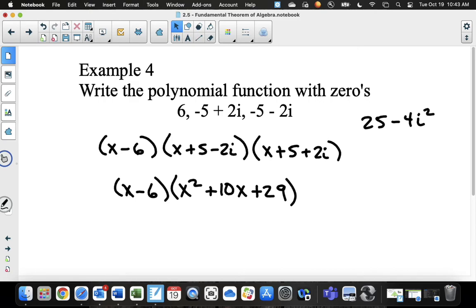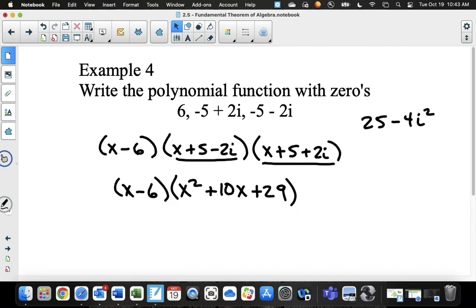And now, so that I did not have to go through and actually take these two giant factors and multiply them all out, there's kind of the shortcut version to get there. Add the real parts and take the opposite. Multiply out to get your C value.